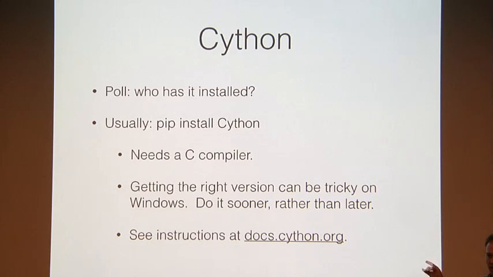Getting the right version of a compiler on Windows can be tricky. We'll use Visual Studio, but it needs to be the Visual Studio that your Python was built with, and so this can get a little hairy. So please, especially people who plan to do native work on their Windows machine, try to install Cython sooner rather than later. A good test case would be the stuff that I'm going to do today.